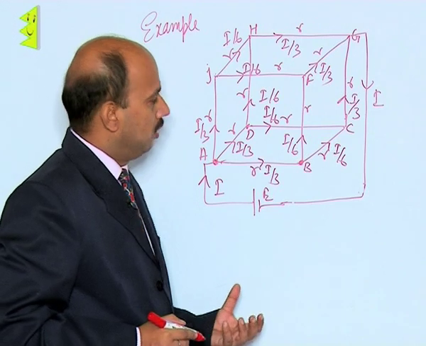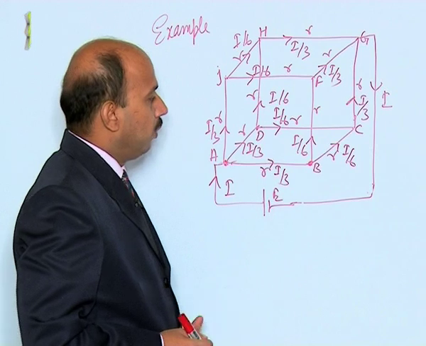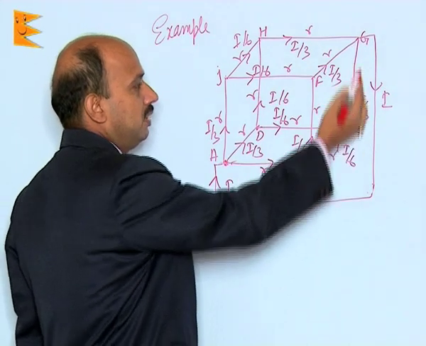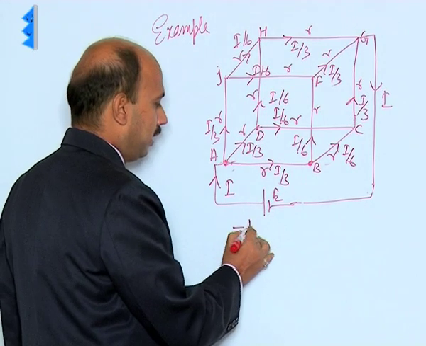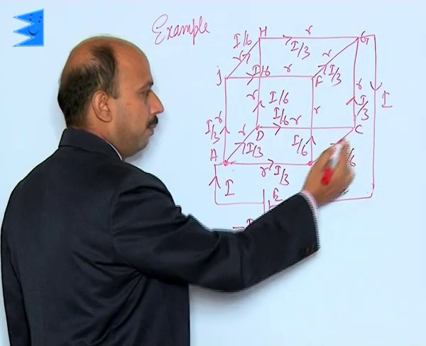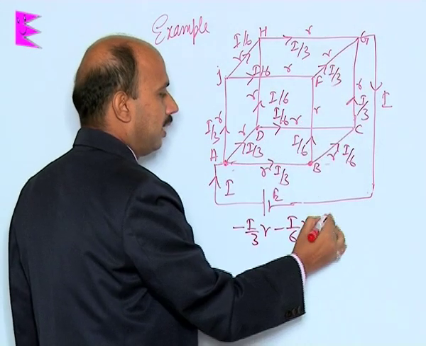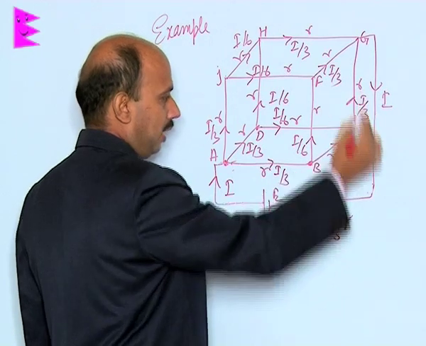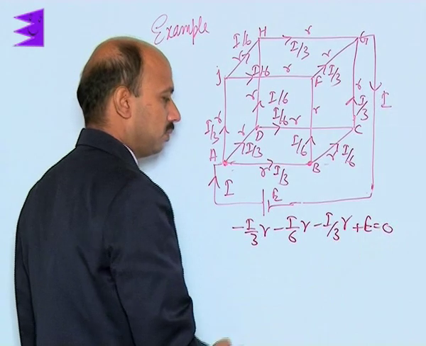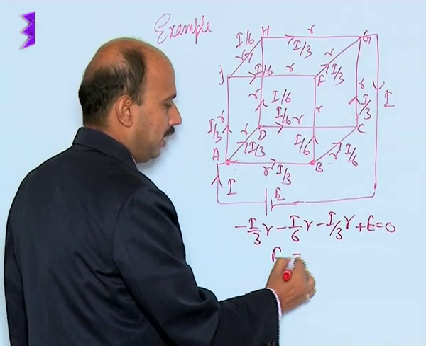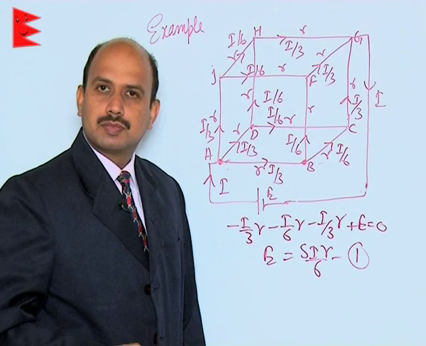So now let us see how we calculate the resistance by taking the loops. Now we will take the loop A, B, C, G, E, A and apply Kirchhoff's law. So A to B we can write minus I upon 3 R, B to C minus I upon 6 R, C to G minus I by 3 R, and here no potential drop, and this cell plus E is equal to 0. So by solving it we can write E is equal to 5IR upon 6. This is the first equation.